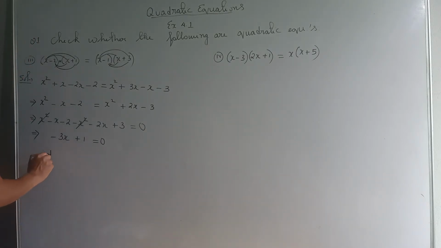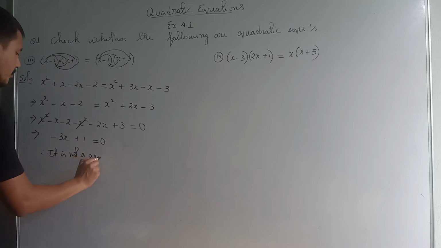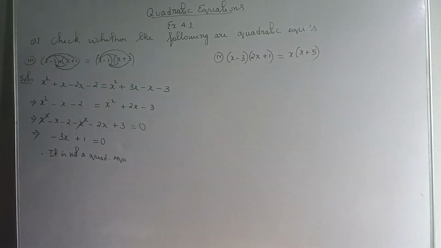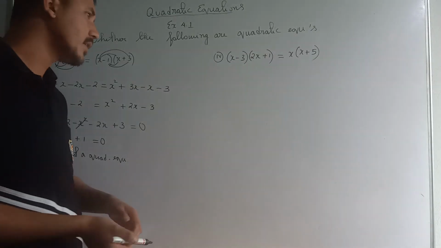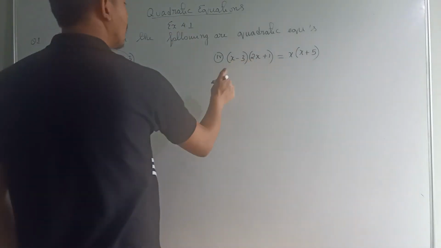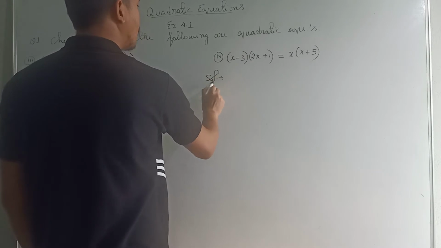Therefore, it is not a quadratic equation. Why? Because the order of the equation is 1. If the order of the equation is 1, then that is a linear equation and not quadratic. Let us see the fourth one, Roman 4.